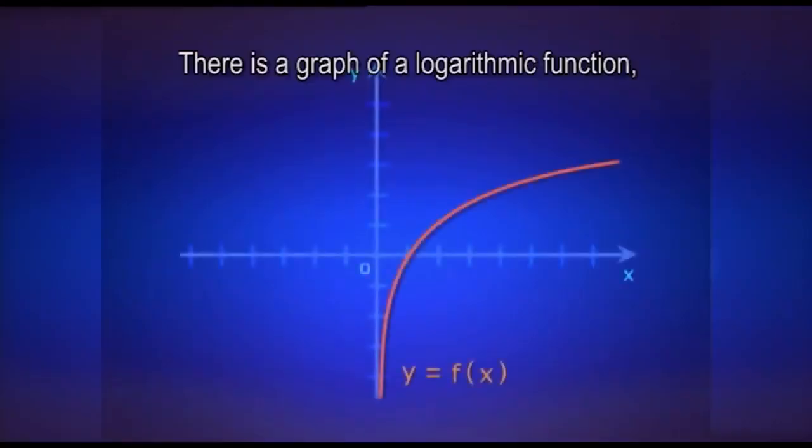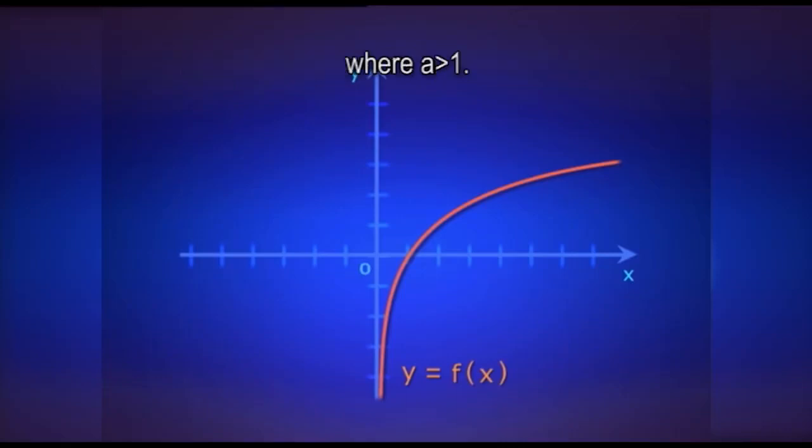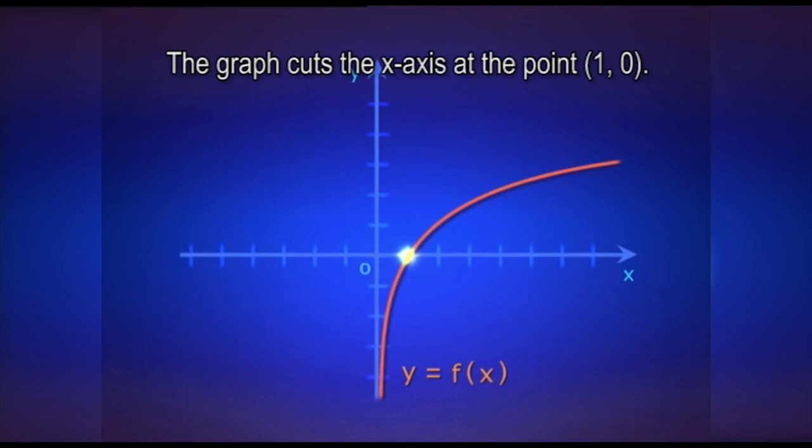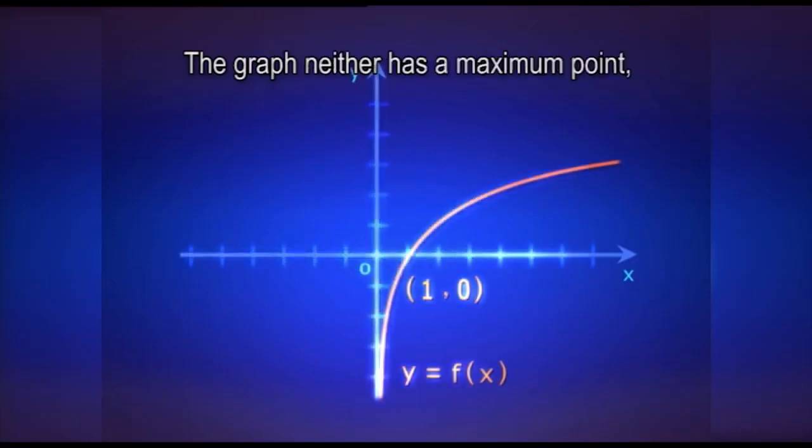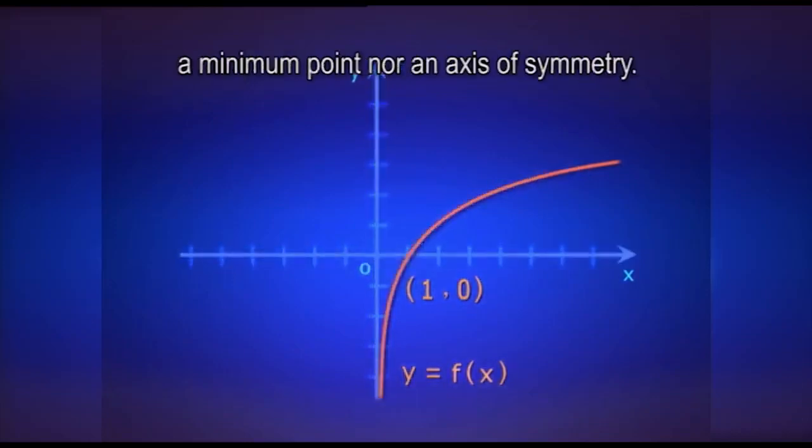There is a graph of a logarithmic function, where a is greater than 1. The graph cuts the x-axis at the point (1, 0). The graph lies on the right side of the y-axis. The graph neither has a maximum point, a minimum point, nor an axis of symmetry.